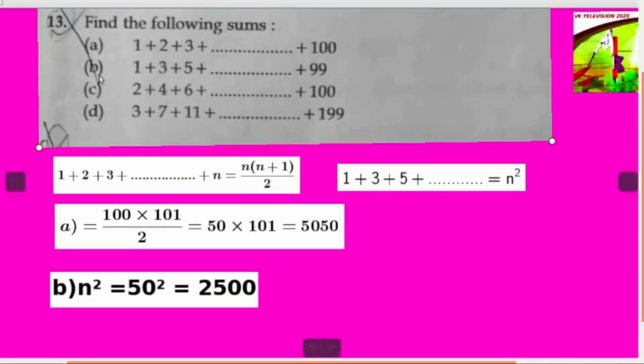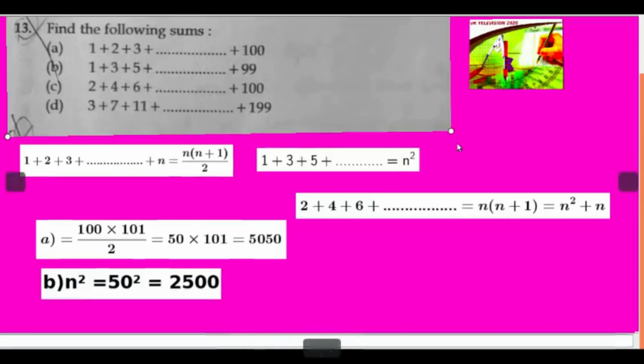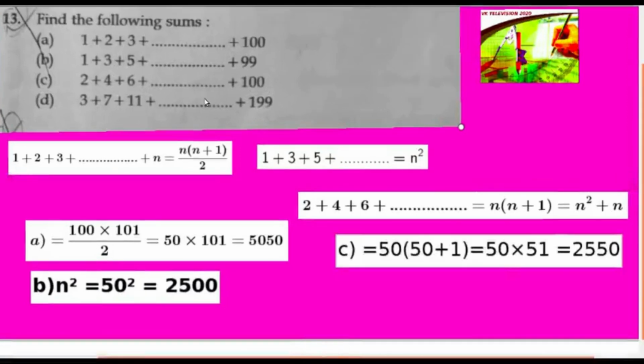Next we have to find the sum of the first 50 even numbers: 2 plus 4 plus 6 plus etc. plus 100. We have another formula for the sum of the first n even numbers, that is n into n plus 1. Here we have 50 even numbers, so 50 into 51, that is equal to 2550.